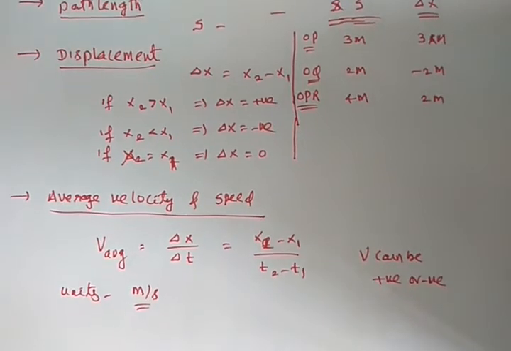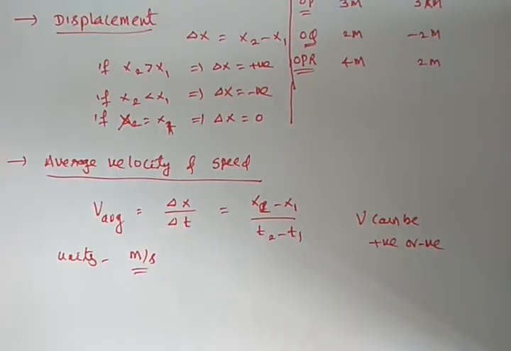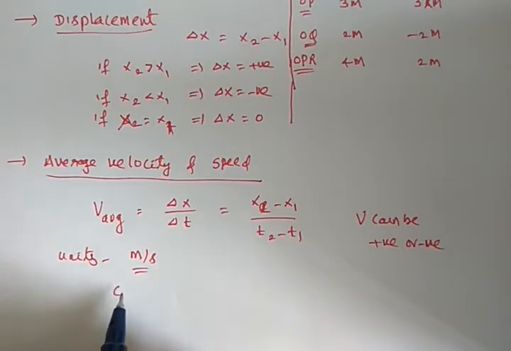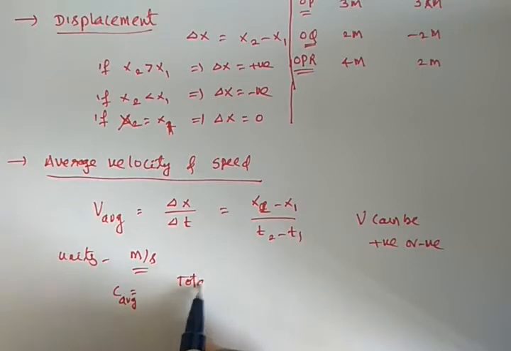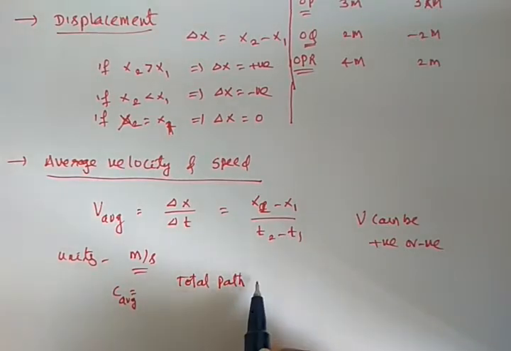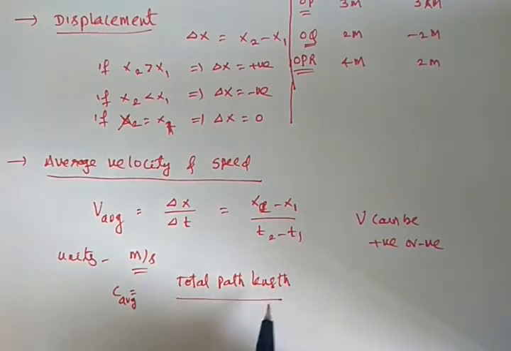And similarly, you can define average speed. Average speed is defined as the total path length traveled by the body divided by the total time interval. So you can write average speed, c average, equals total path length by time interval. So this will be only a positive number.